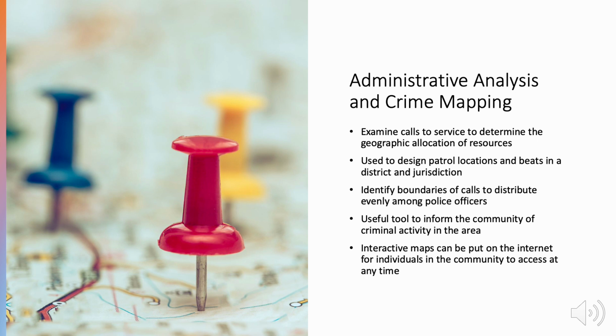Crime mapping for administrative crime analysis helps to identify calls for service in a location in order to determine where allocation of police resources are needed. Crime maps can help to design patrol locations and can help to identify the boundaries of calls for service to evenly distribute amongst police officers. Crime mapping is a useful tool in informing the public and community about criminal activity in the area. Many police agencies put interactive crime maps on the internet that citizens can access on their own, again helping bolster trust and transparency with the community.